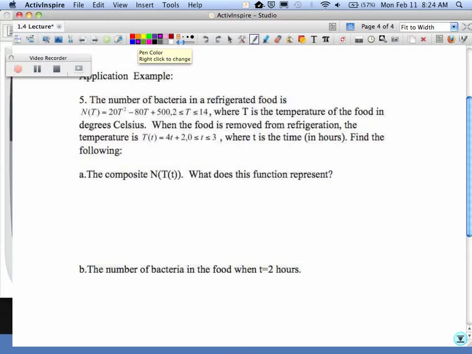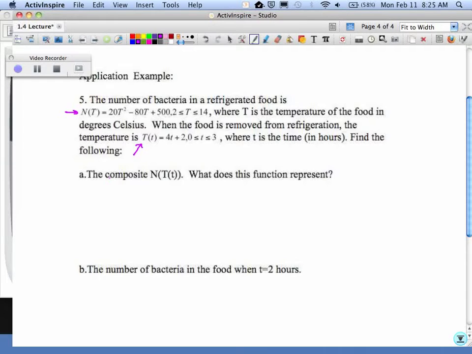One of the reasons why you'd use a composition is, let's say you're in a science class and you're keeping track of bacteria on a turkey sandwich. So when you look at this, the two functions in the problem: this one records the number of bacteria on something, and then this one is a temperature equation.